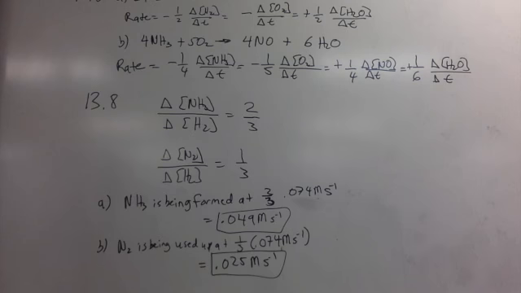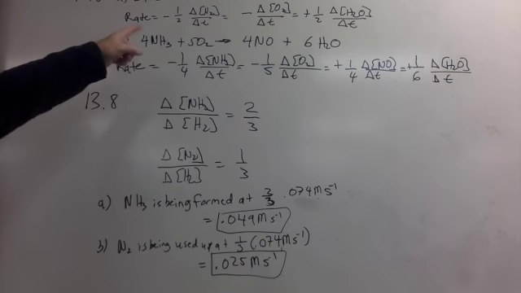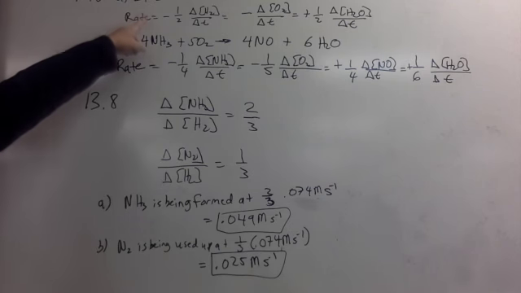We have here the homework for 4.A.1. This is 13.6 and 13.8. First question wants us to show the rate in terms of the disappearance of the reactants and the formation of the products. Here we have rate equals negative 1/2. Remember, you take the 2 and divide by 2 here.